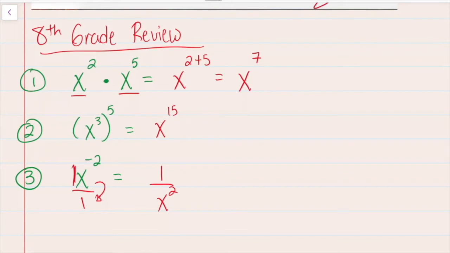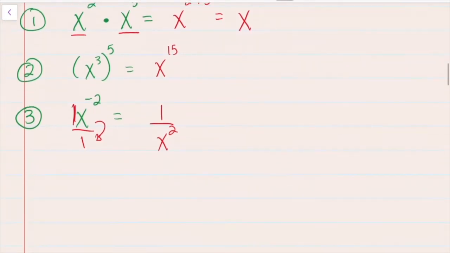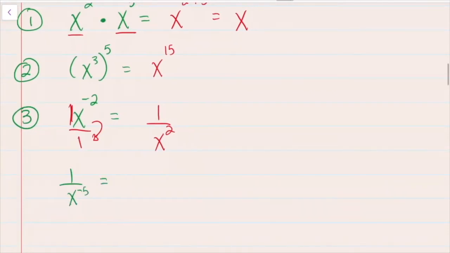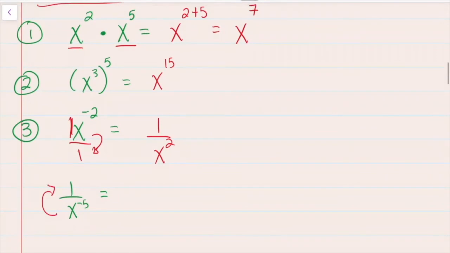Another example is if we had 1 over x to the power of negative 5. That would simply, you move it up. You move it up to make the exponent positive. So you would say x to the positive 5 over 1. Or because that's just a 1 at the bottom, you just leave it as x to the 5th.